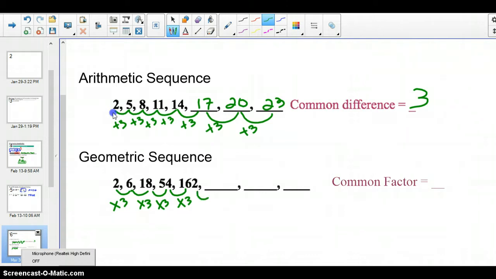If I were to keep doing that, you could calculate this as 486, 1,458, 4,374. All right, so the common factor is whatever it is you're multiplying by each term to get to the next. So in this case, it's also 3.